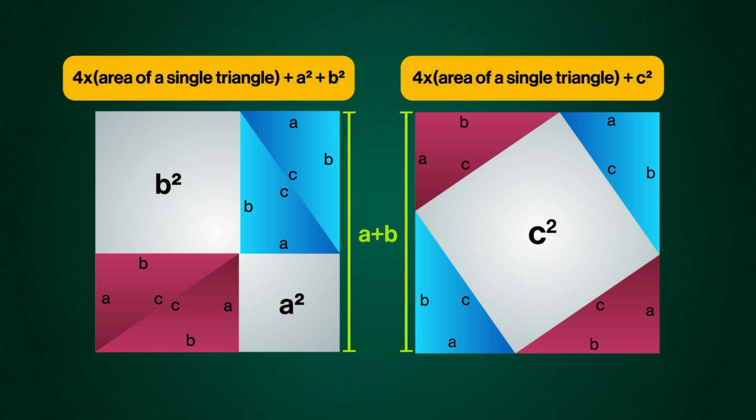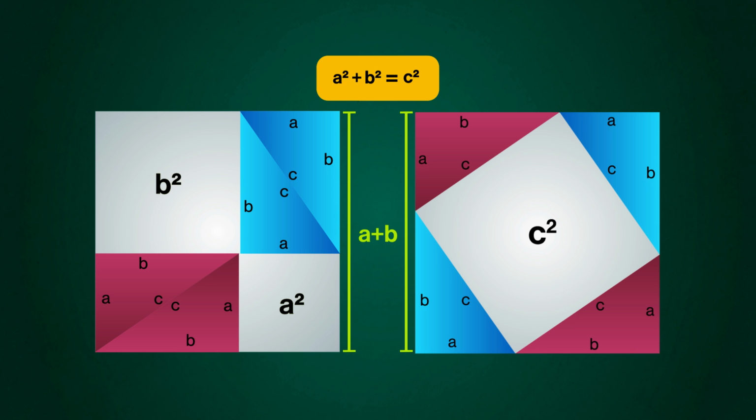Since they have the same dimensions, the 2 big squares must have the same area, so we can set their areas equal to each other. And inside both of these big squares, we have the same 4 triangles, even though we've arranged them differently. So the area of each big square is equal to 4 times the area of the triangle, plus whatever other squares we put in to fill the gaps. Since the triangles represent the same amount of area in both cases, they can cancel out on each side of our equation. That leaves us with just our filler squares.